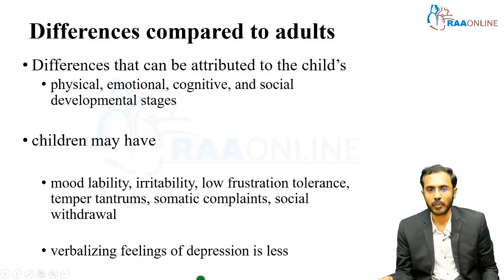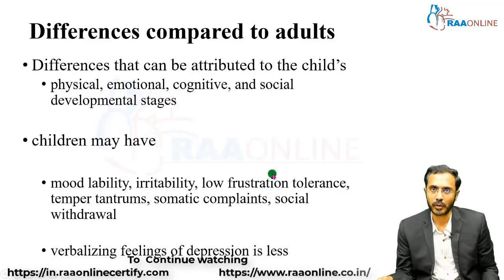In adults, they will be able to verbalize their depressive symptoms, but children will present with one of these symptoms. Sudden onset: the child was doing well, the adolescent was doing well, and suddenly in 1 or 2 months they present with these symptoms, which is suggestive of a depressive episode.